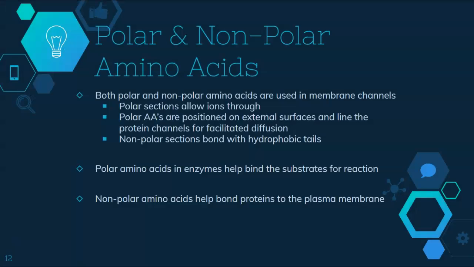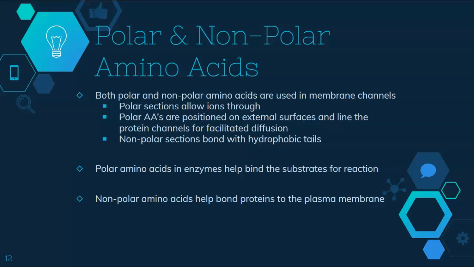And then finally, we are talking about polar and nonpolar amino acids. In this case, both polar and nonpolar amino acids are used in membrane channels. Polar sections allow ions through. They're positioned on the outside surfaces and help with facilitated diffusion. Nonpolar sections bond with hydrophobic tails, which makes sense. Polar is almost like a more friendly version of nonpolar. Nonpolar is always going to want to be hidden away from the outside.